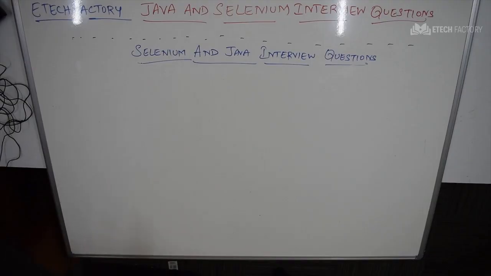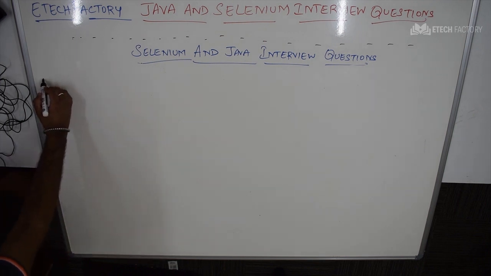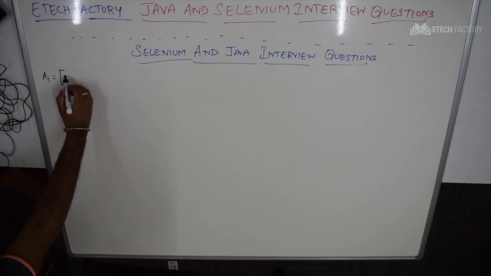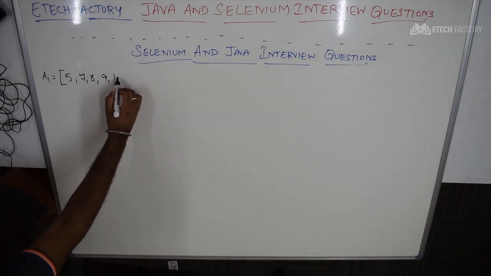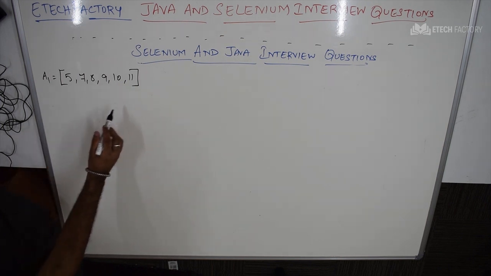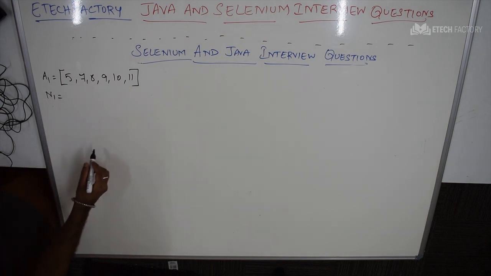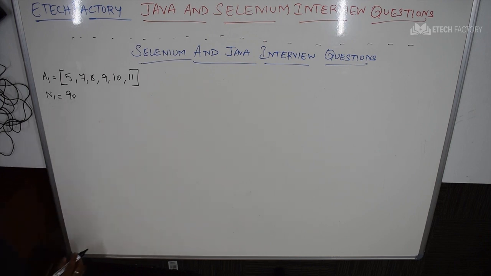Okay, so now we will see the logic for the problem that we have seen in the first slide. Here we are going to take one array which is going to have 5 or 6 numbers. Let us take 5, 7, 8, 9, 10, 11. These are the 6 numbers that we have taken, and we are going to take one more number called n1, which is going to be any random integer. I'm going to give it as 90.